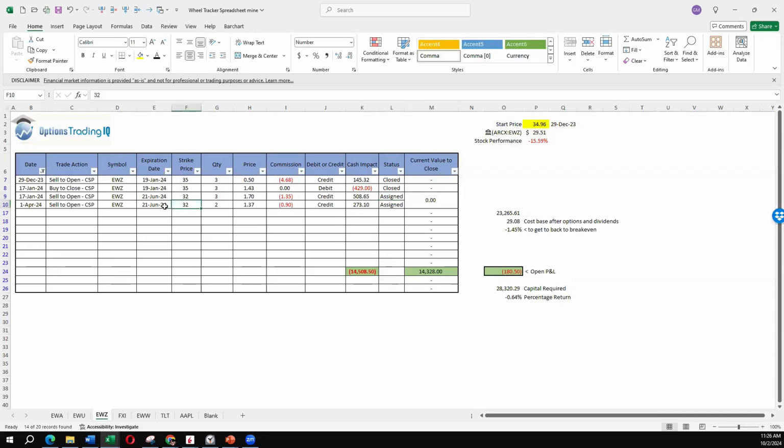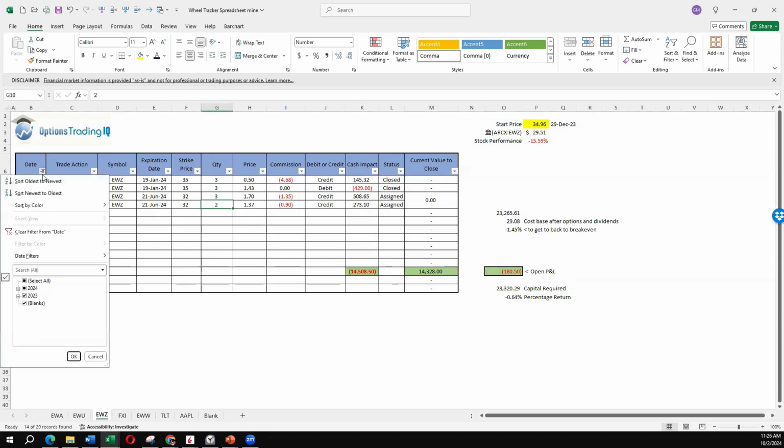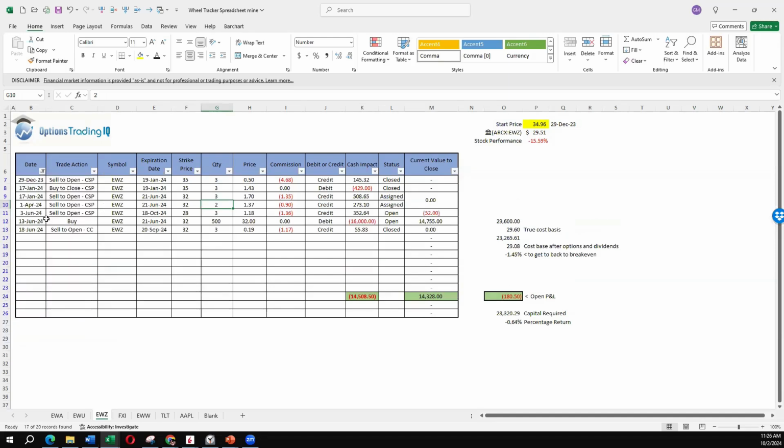In April I sold some more puts down at 32. So I actually sold 3 initially, then another 2 a couple of months later. So a total of 5 open puts. Then in June, we got assigned.